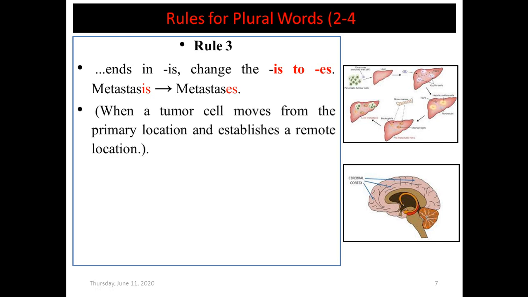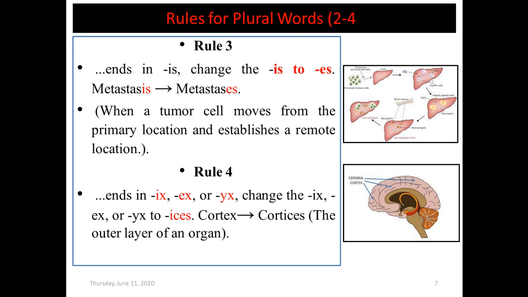When a tumor cell moves from the primary location and establishes at a remote location, we call it metastasis. Now rule number 4: when the word ends with ix, ex, or yx, it will be changed to ices. Like cortex, cortices. Cortex is the outer layer of an organ. This is the cortex. We have the cerebral cortex of the brain.